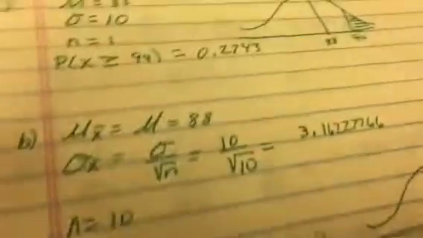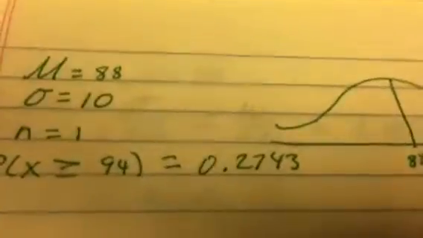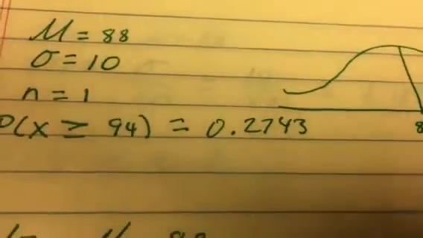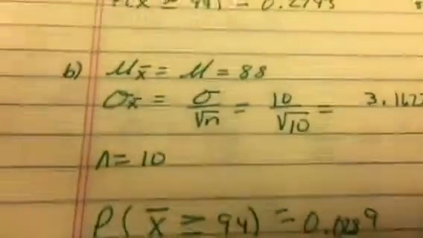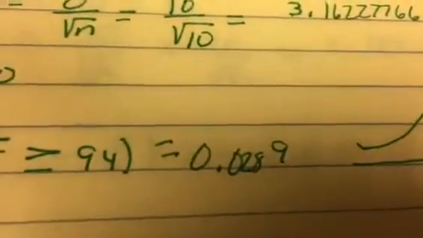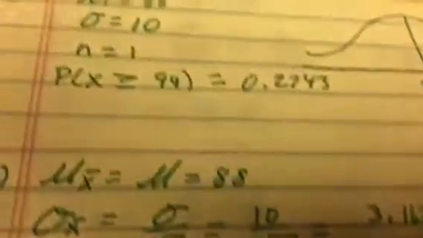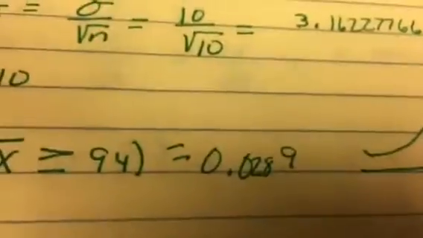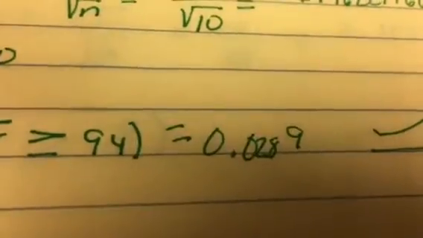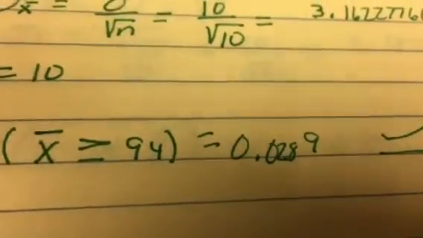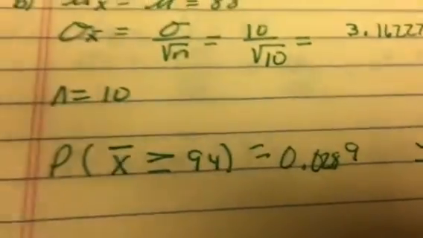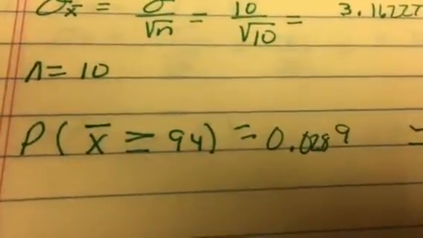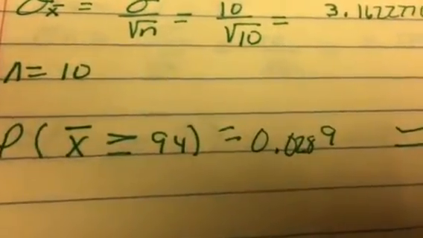0.0289. Okay. Now, notice when we went from one individual, which was 0.2743, to looking at 10 individuals, notice how our probability went down significantly there. It went from 0.2743 to this. Now, notice this would be unusual for us to find a sample of 10 students and their reading score to be greater than 94.